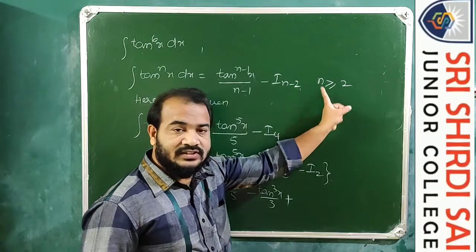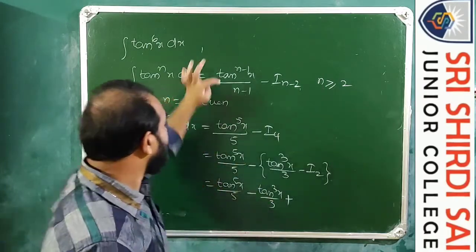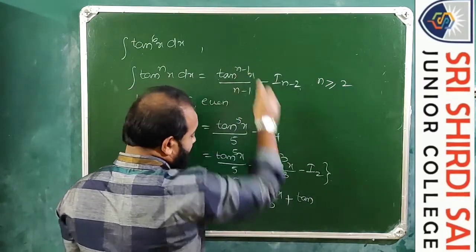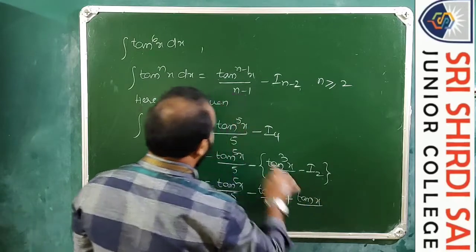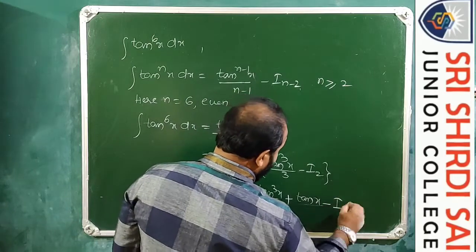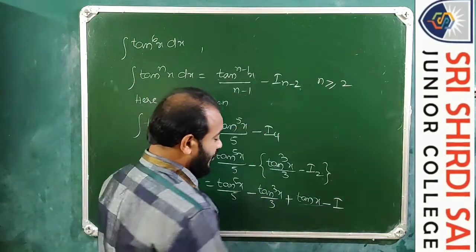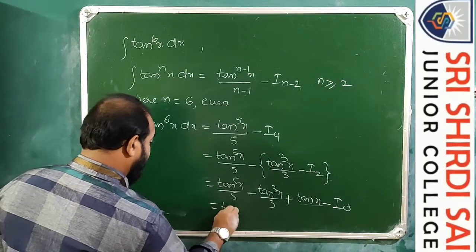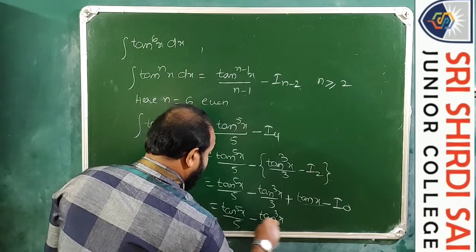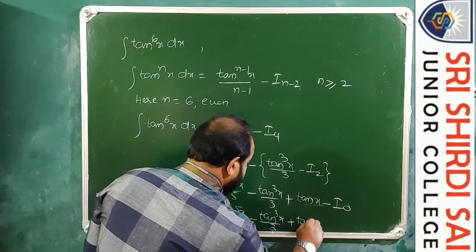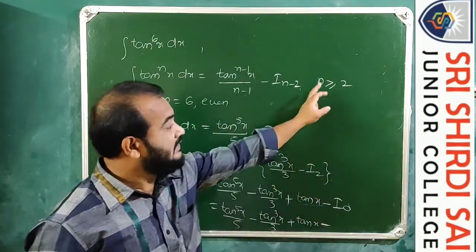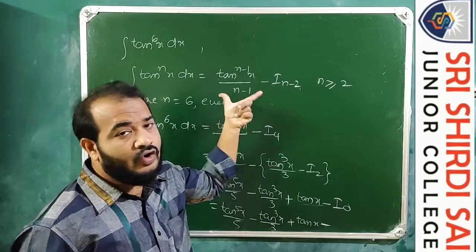So this formula holds again because n equals 2. Tan power 2 minus 1, which is 1, so tan power 1x, that is tan x by 2 minus 1, which is 1. So tan x by 1 is tan x minus I, 2 minus 2 is 0. So tan power 5x by 5 minus tan cube x by 3 plus tan x minus I0. Now 0 is less than 2, therefore this formula cannot be used.